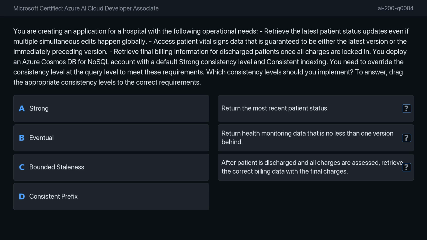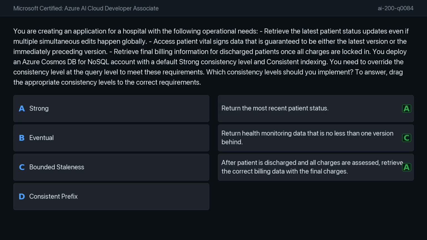Your environment uses an Azure Cosmos DB for NoSQL account with a default strong consistency level and consistent indexing. You are required to override the consistency level at the individual query level to satisfy these specific needs. The available consistency levels are A. Strong, B. Eventual, C. Bounded staleness, and D. Consistent prefix. Which consistency levels should you implement for each of these requirements?